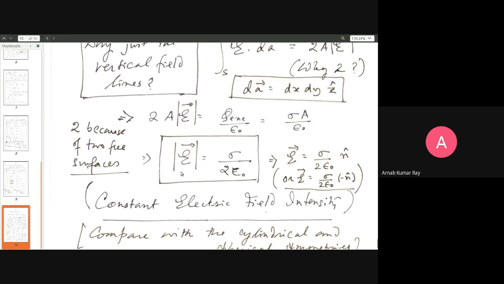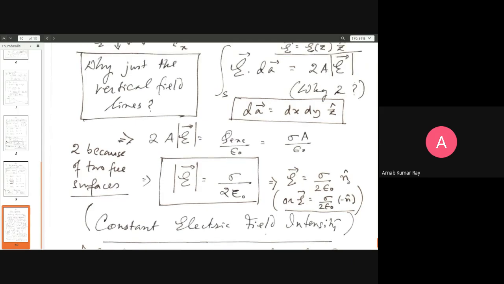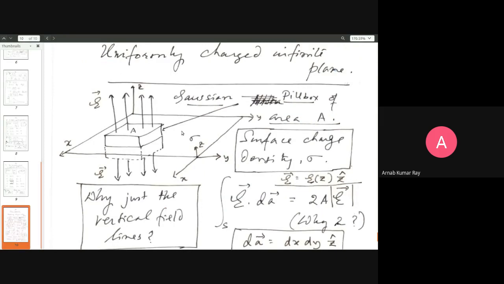That's the magnitude part. If I were to write it vectorially, I'll write it with n cap. Why n? Why not z cap? I'll come to that discussion. So E will be equal to sigma by twice epsilon naught n cap. What is n cap? N cap is a normal vector to any plane surface. N as in normal. In this case, the plane surface is the xy plane, and therefore n cap shall be z cap.